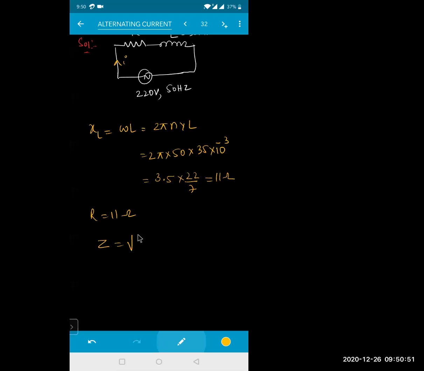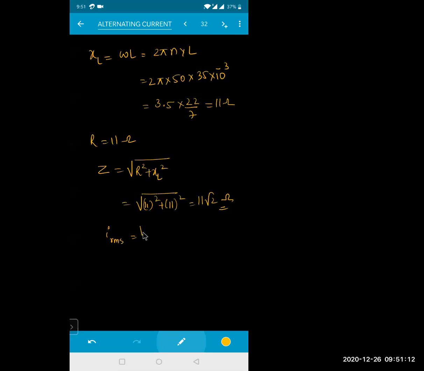Z is equal to under root of R square plus XL square. That is under root of 11 whole square plus 11 whole square. But this one will become 11 into root 2 ohms. So I can calculate the current from this one. This will be measuring IRMS current.